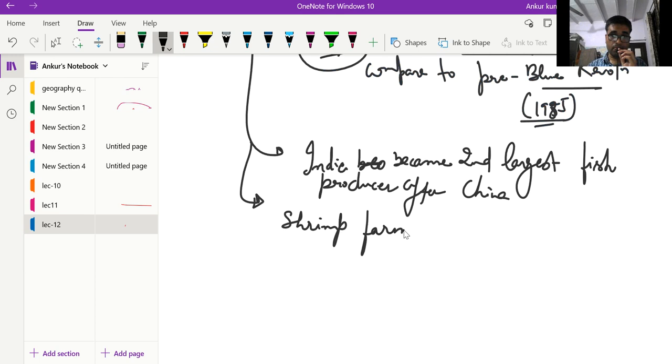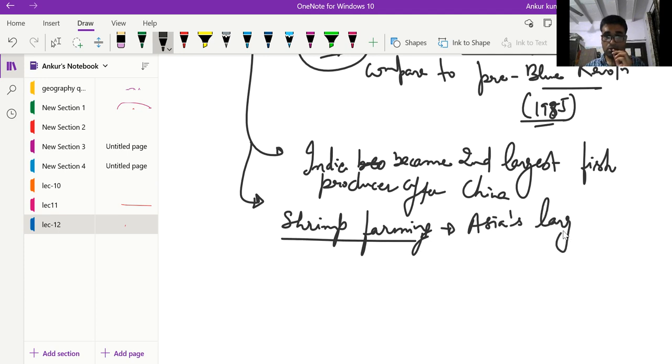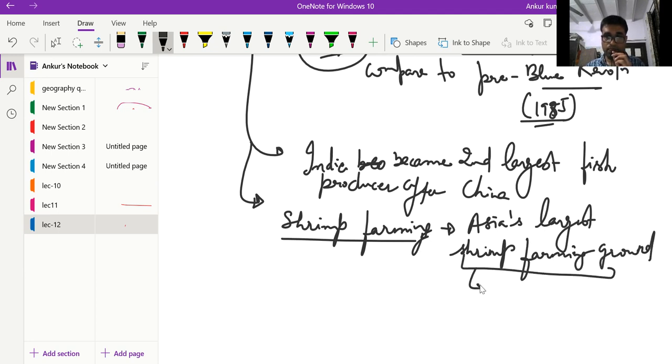shrimp farming. Asia's largest shrimp farming ground was established in Nellore, Andhra Pradesh. In Nellore, Andhra Pradesh, right?